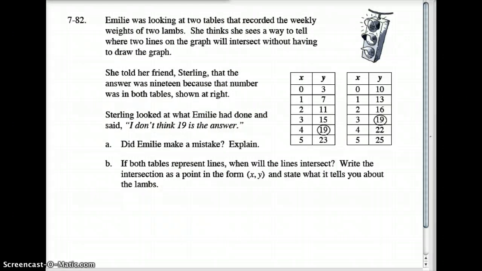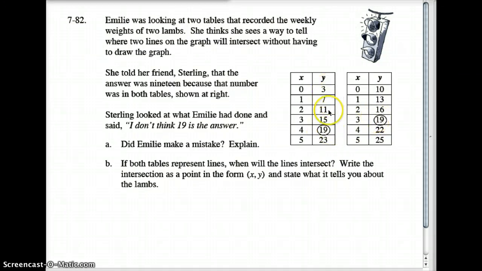On this first question, we've got two people, Emily and Sterling. Sterling thinks that the two of these are equal, or will cross, if we were to graph these two, when y is 19. Emily looks at this and says, I think you made a mistake on this. So think about that for a moment. Will they cross at 19? I mean, here, they both hit 19 right there.